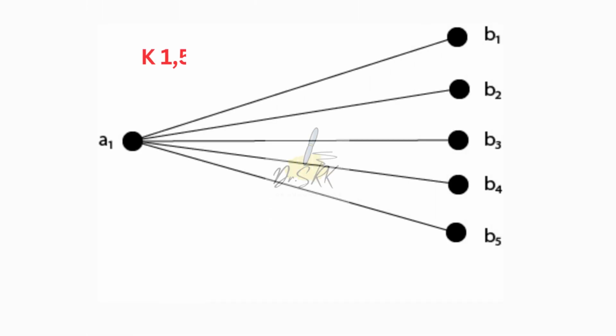Look at another example, complete bipartite graph K15. Look at the diagram also here. Each vertex of the first subset, the vertex A1, is connected to each vertex of the second subset of the vertex set V, means B1, B2, B3, B4, B5.